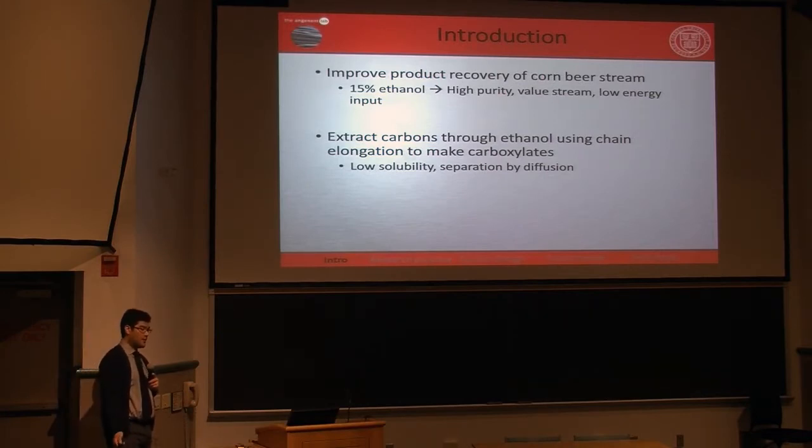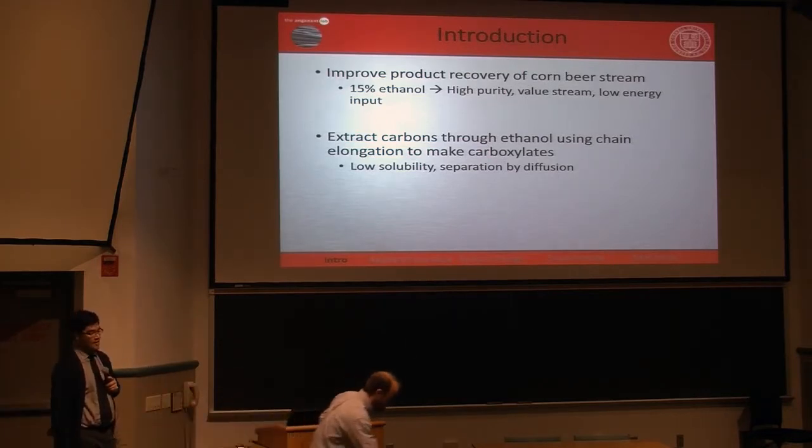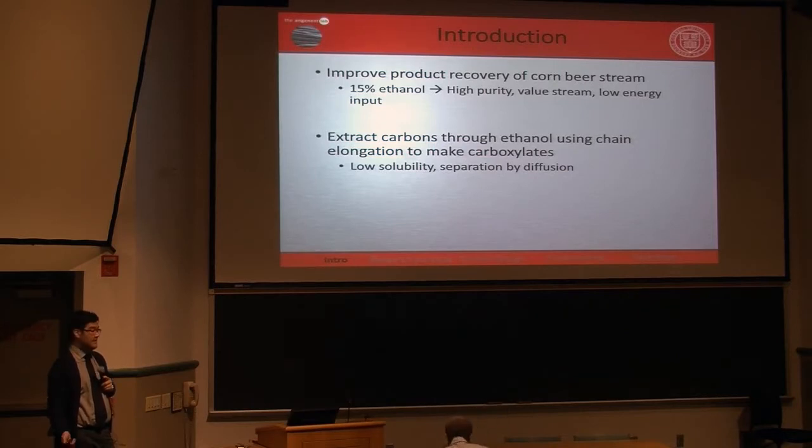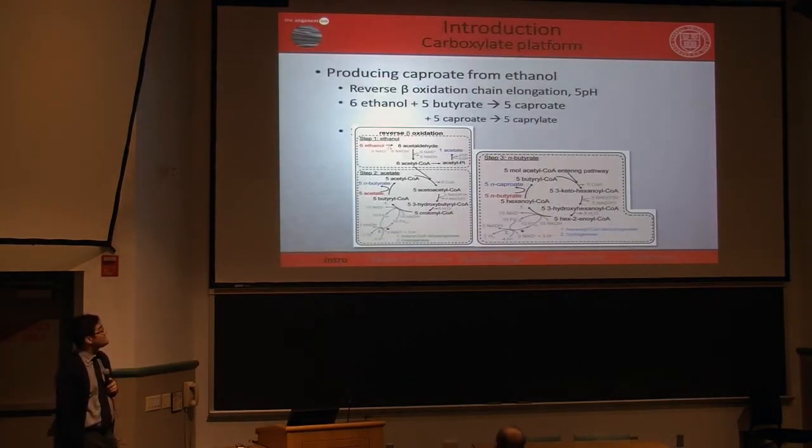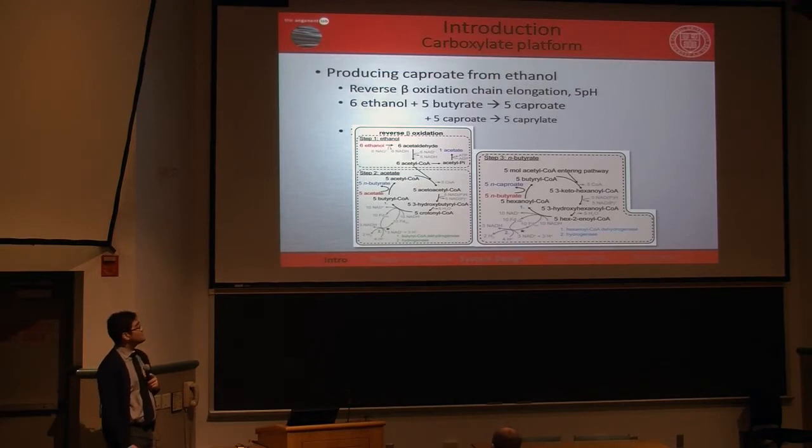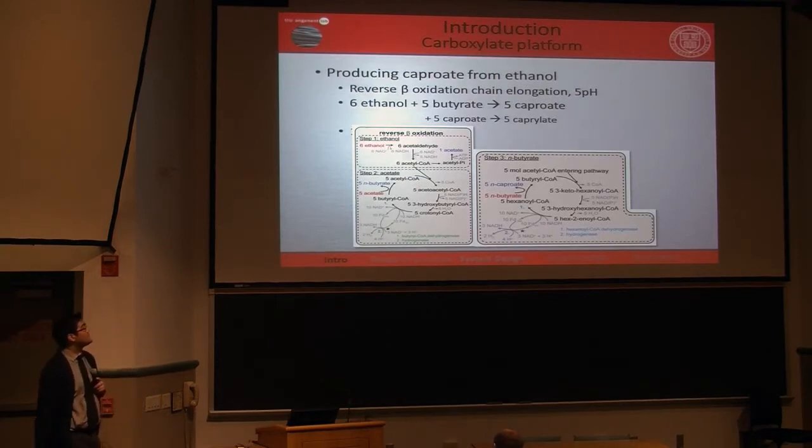And some of the properties that make this a very beneficial process is that the carboxylates have a very low solubility at certain properties, especially at low pHs, and it can basically be separated out through diffusion, which I'll show you some slides. But the process of chain elongation is done through reverse beta oxidation in bioreactors that we're running in the lab.